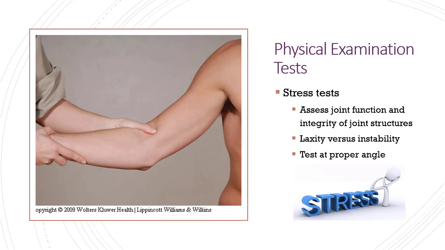Laxity is the amount of give within a joint's supportive tissues. Instability is the joint's inability to function under the stresses encountered during functional activities. It is essential to perform the test at the proper angle because a seemingly minor change in joint angle can significantly alter the laxity of the tissue being stressed. During an on-site assessment, tests to determine the possibility of fracture and major ligament damage at a joint should always be performed before moving an individual.